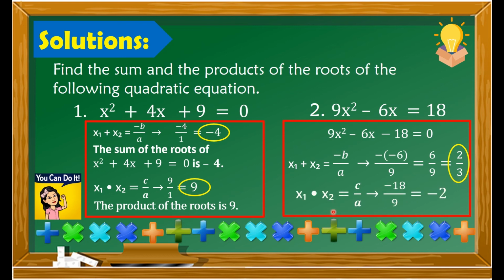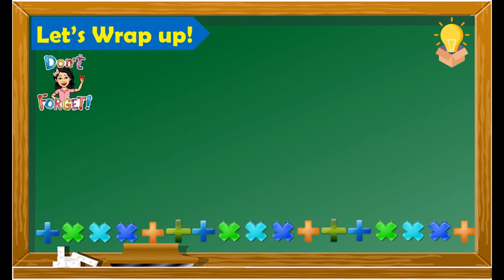And for the product of the roots, we have C over A. Therefore, you have negative 18 over 9, or simplify it, it will give us negative 2. And this is now the product of the roots. I know you have the correct answer with you. Very good. Okay, so that's it. I can maybe leave this to you as our generalization. So let's wrap up.